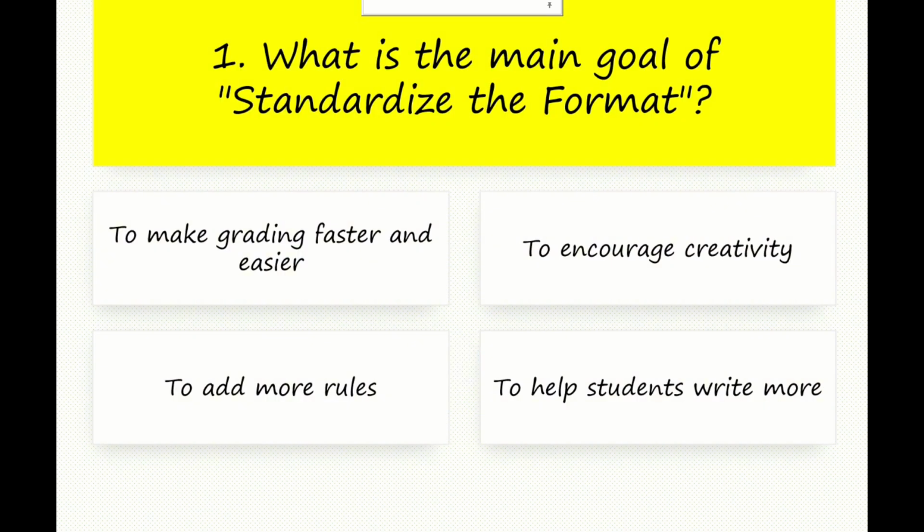The first question, what is the main goal of standardized format? Is it to make grading faster and easier, to encourage creativity, to add more rules, or to help students write more? The correct answer is to make grading faster and easier.